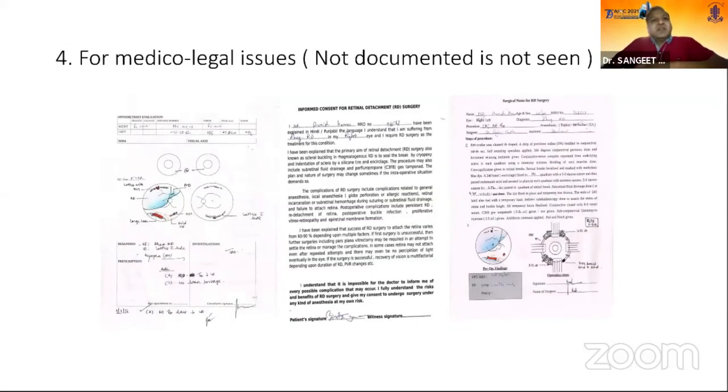Again, another important reason for a fundus drawing is for medicolegal issues. And what is usually said is, if you have not documented it, it means you have not seen it.